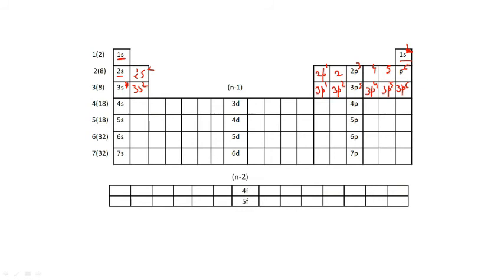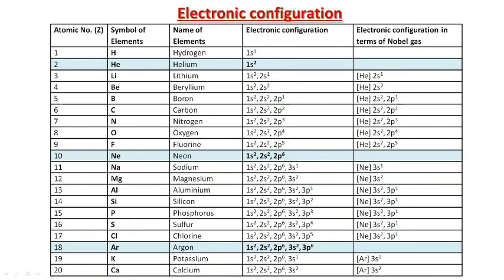Similarly, 4s1, 4s2, 3d1. Here you can see 4s comes first and then 3d, because n+l value for 4s is 4 and for 3d is 5. Then 3d2 and so on up to 3d10. After this, again 4p will start filling and so on. Now I have written the configuration of elements of the periodic table.